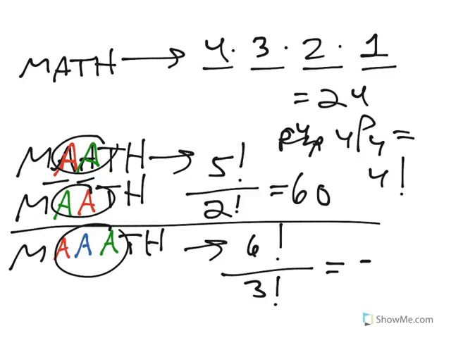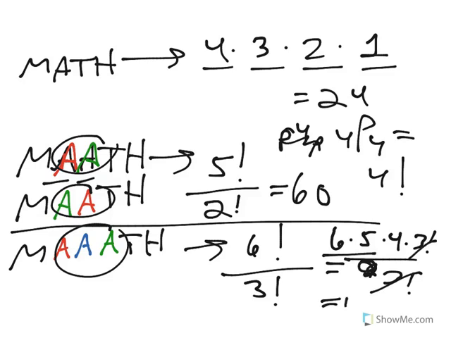End up, I think, with, is it 20? It's 6 times 5 times 4 times 3 factorial over 3 factorial, they cancel. That's 30. It's 120.